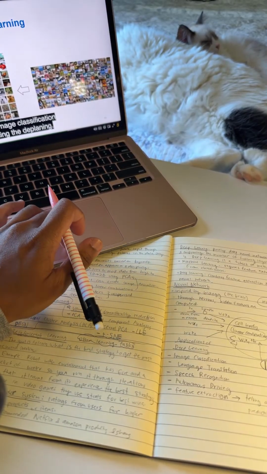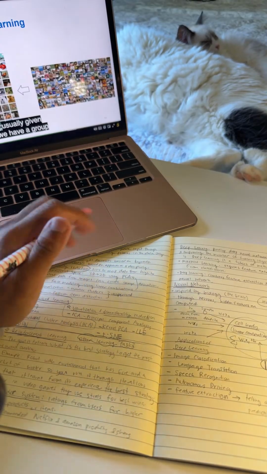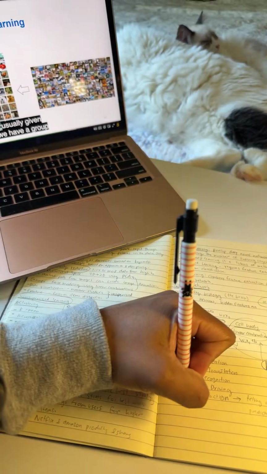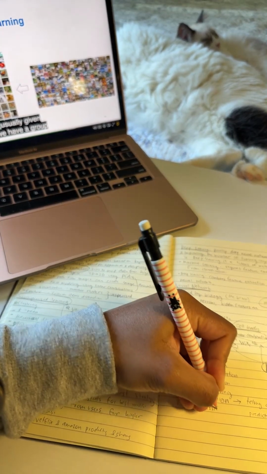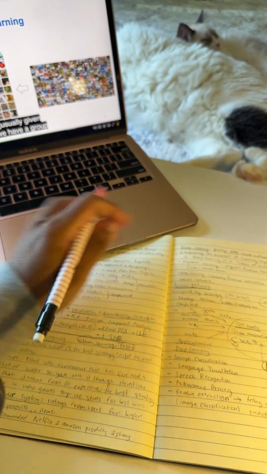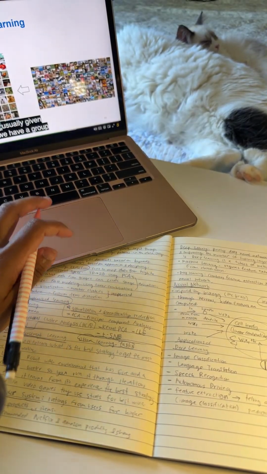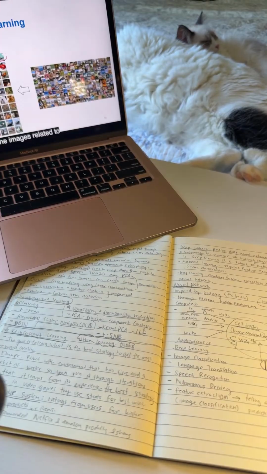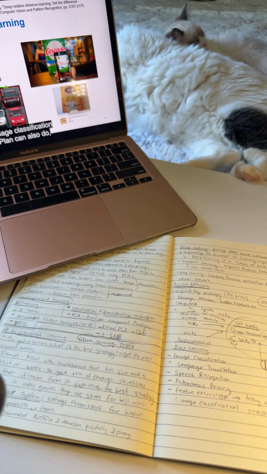Prediction using deep learning. Actually, here this is the data sets. Why is it called deep learning for image classification if that's a supervised thing? Given we have a group of images related to each class or label, then based on these data sets, we can train a model to do image classification tasks.